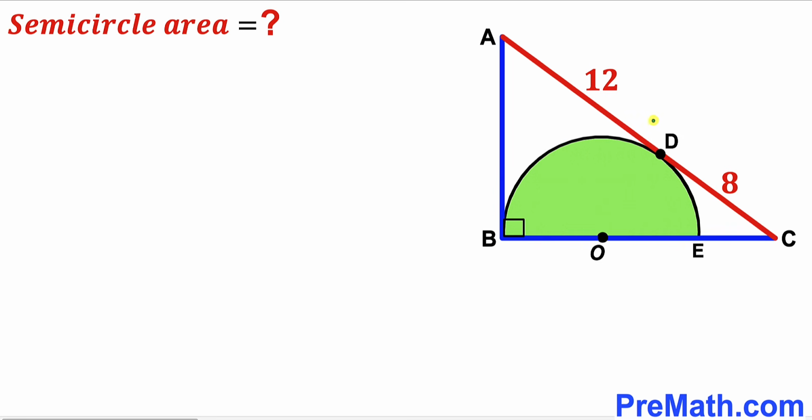We have this green shaded semicircle with the center O, fully inscribed in a right triangle ABC, as you can see in this given diagram, such that the points D and B are the points of tangency, and moreover, this segment AD is 12 units, whereas this segment CD is 8 units. Our task is to calculate the area of this green shaded semicircle.